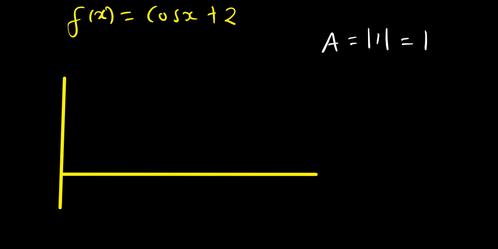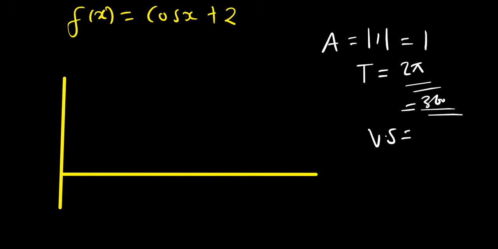Then the period, we said, is just equal to 2 pi over b. B in this case, the coefficient of x, you're able to see is just a 1, so the period is 2 pi or 360. The vertical shift, now you're able to see that we have a shift of 2 units, so 2 is the vertical shift. The phase shift is 0.